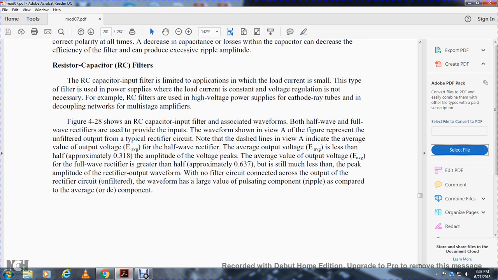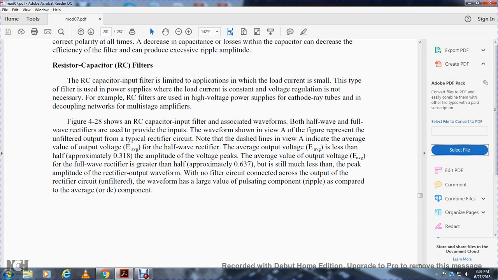Figure 4-28 shows the resistor-capacitor input filter with associated waveforms. A half wave or full wave rectifier is used to provide the input. The waveform shown in view A represents the unfiltered output of a typical rectifier circuit. Note the dashed line in view A indicating the average value of the output voltage. For the half wave rectifier, the average output voltage is approximately 0.318 of the peak amplitude. For the full wave rectifier, the average voltage is greater, approximately 0.637 of the peak amplitude, but still less than the peak of the rectifier output waveform.